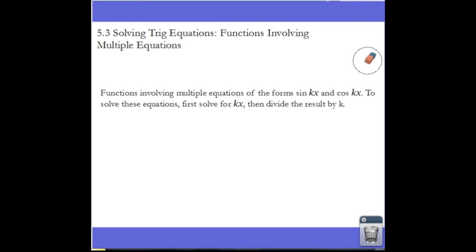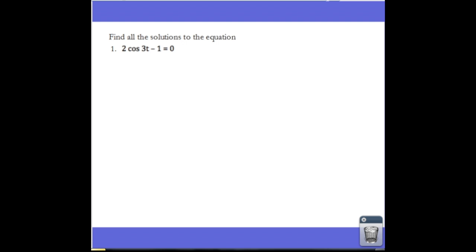Today we're going to be talking about functions involving multiple angles. Functions that involve multiple angles typically have the form sine of kx, cosine of kx, tangent of kx, and so forth. To solve these equations, you first solve for kx, then divide the result by k. So let's look at some examples.